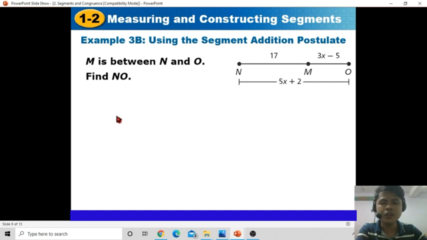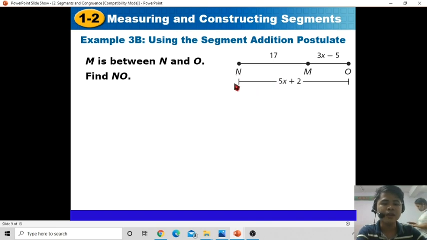Okay, let's proceed to using the segment addition postulate. Okay, M is between N and O. Find NO. Okay, dito, the length of NO is 5x plus 2. Then the length of NM is 17. The length of MO is 3x minus 5. What we're going to do here is to find the value of x to find the exact value of NO.